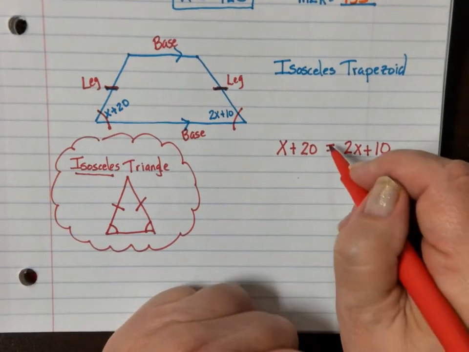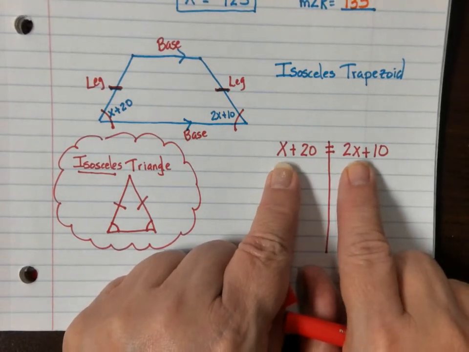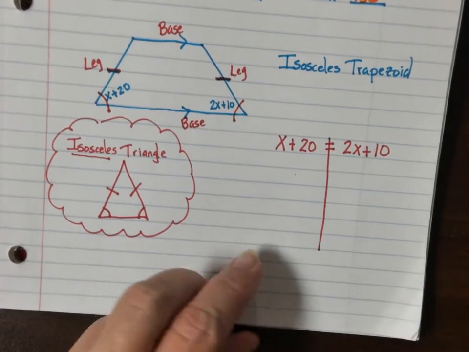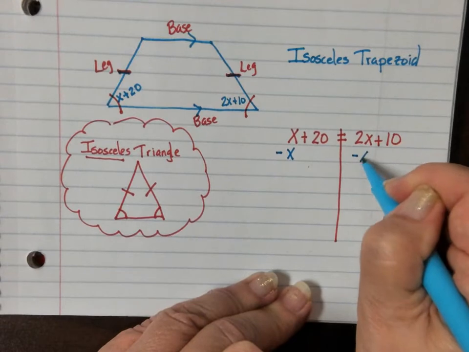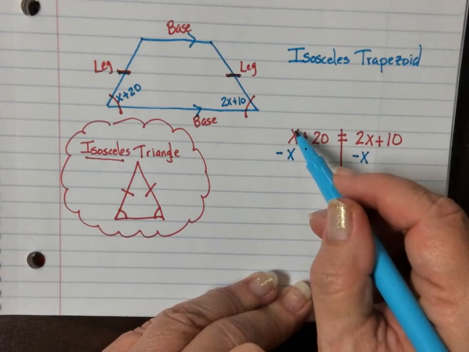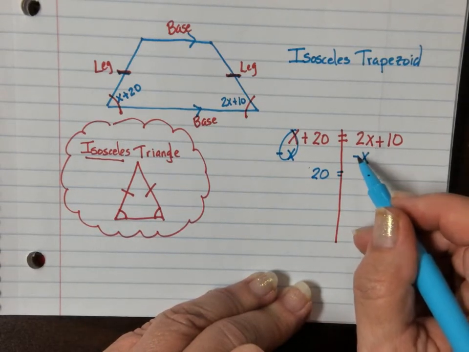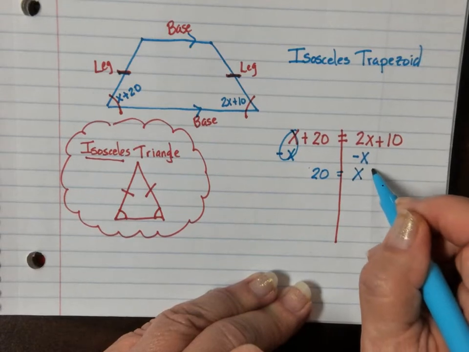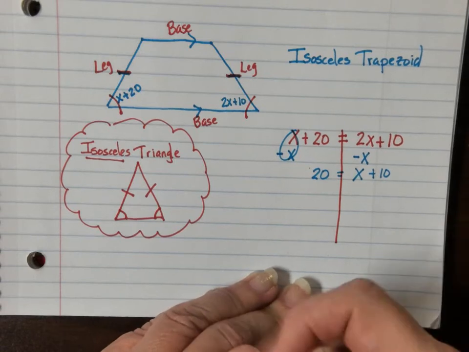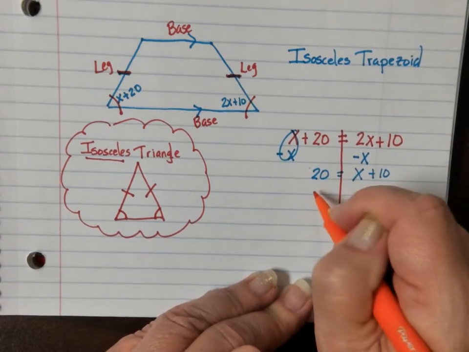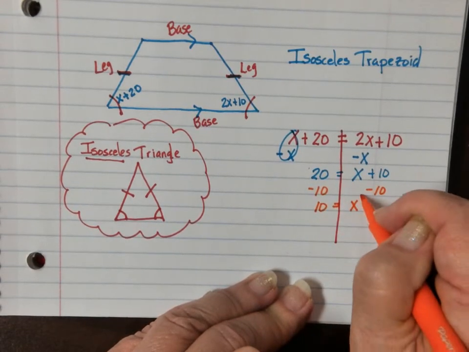Now, once you write the equation, you're just going to do algebra. But notice this one has x's on both sides. So when that happens, we want to start by subtracting an x, so that x take away x will make 0. We can bring down our 20. 2x take away x leaves 1x left. And then we're going to subtract 10 from both sides. And x is going to equal 10.